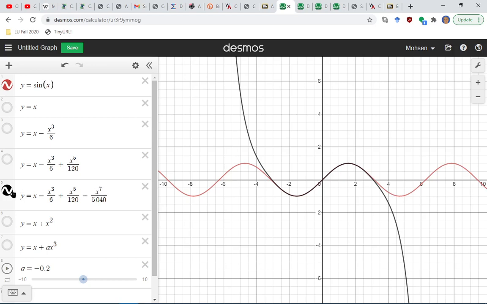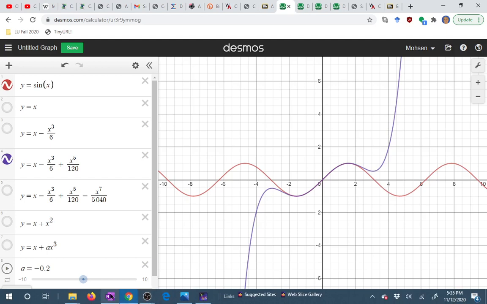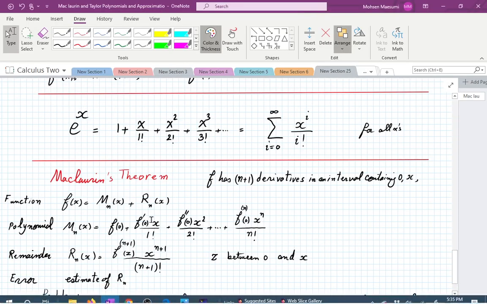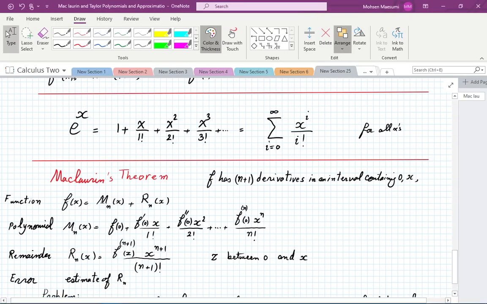If I had decided to stop at 5, then my gap would have been the gap between these two functions. I would have called it R5. At different x values, the gap is a different number, so that's R5 of x. That's what we are talking about here. So we have a polynomial, and whatever is left, or the error we are making, is called the remainder.